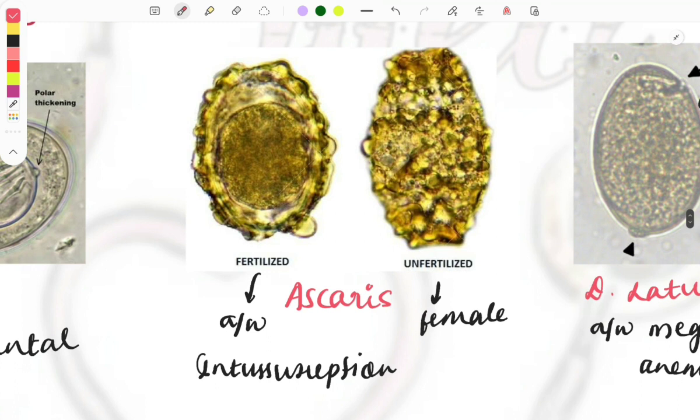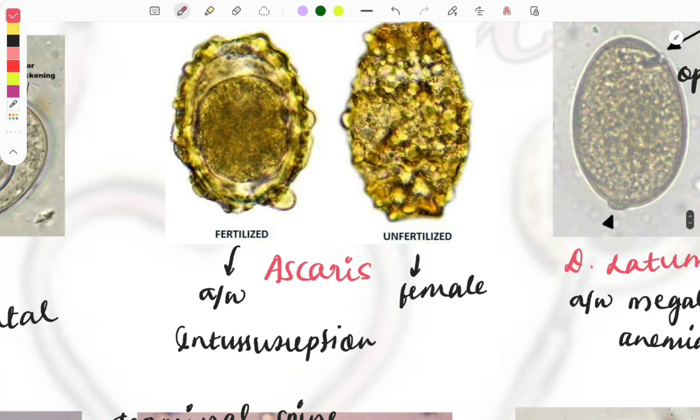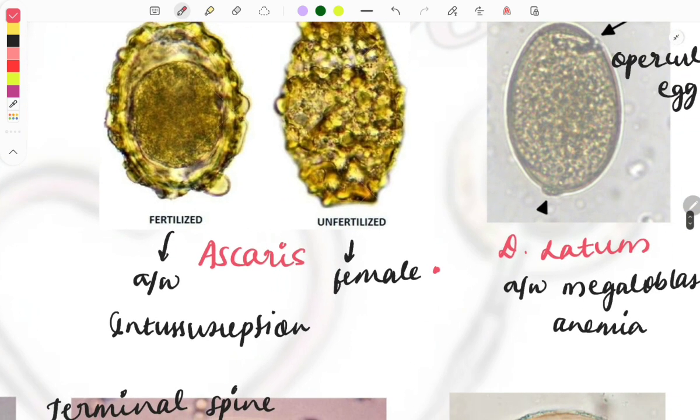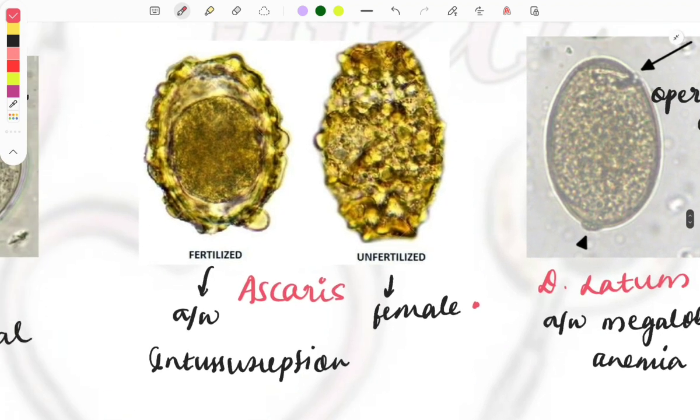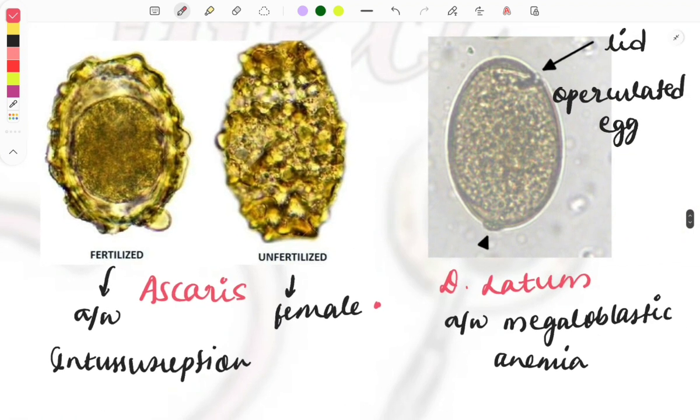Then moving on to Ascaris. The Ascaris eggs are of two types, fertilized and unfertilized. The unfertilized eggs are seen in the female, and this fertilized egg is associated with intussusception. So the clinical features will be of intussusception, like colicky abdominal pain, then the things which I will be describing for intussusception. Okay, so Ascaris, these are the eggs.